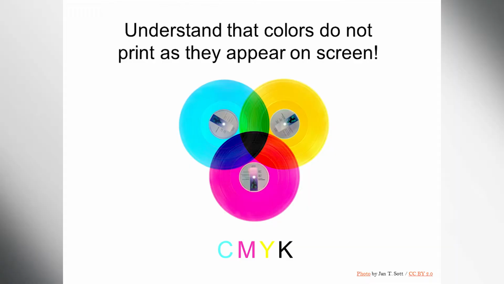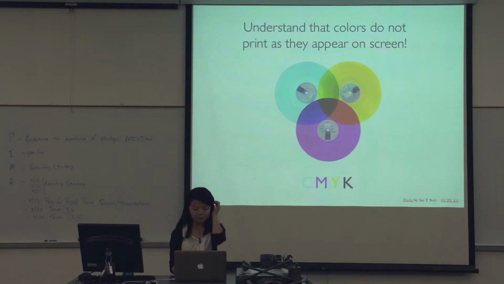But one thing to keep in mind is that the colors that you see on screen don't print out the same way, and that's because printers use a different kind of color scheme, which is CMYK. Just keep in mind that if a color is really bold on your screen, it's gonna print out lighter than that.